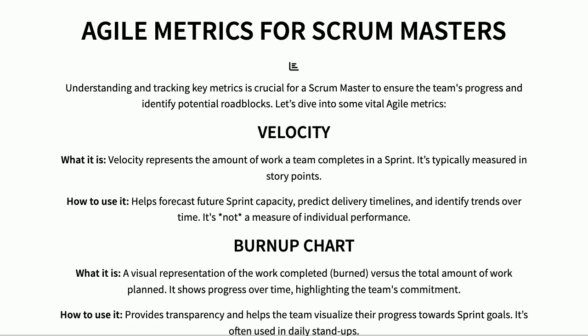Next, we have burn-up charts, which show how much work you finished compared to what you planned for the sprint, great for visualizing progress. Then there's burndown, which focuses on tracking the remaining work and helps us see if we're on track. Finally, let's look at cumulative flow diagrams, or CFDs. These give you a bird's eye view of your workflow, showing where tasks get stuck and highlighting potential bottlenecks. By monitoring these metrics regularly, you can keep the team focused, proactive, and delivering value.